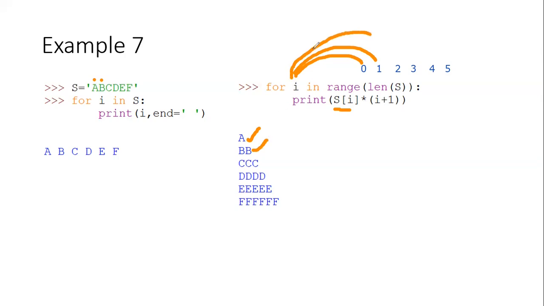And the next i value is how much? 2. Then you get S[2]. S[2] means 0, 1, 2: C. C multiplied by 2 plus 1, 3. Therefore, C multiplied by 3, then C is repeated 3 times. Because you have learned that strings can be multiplied by a number, that string will be repeated that number of times. So this is the output you get here.